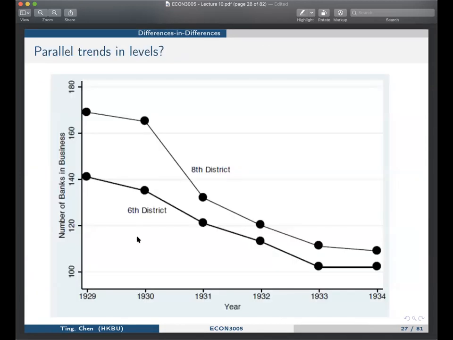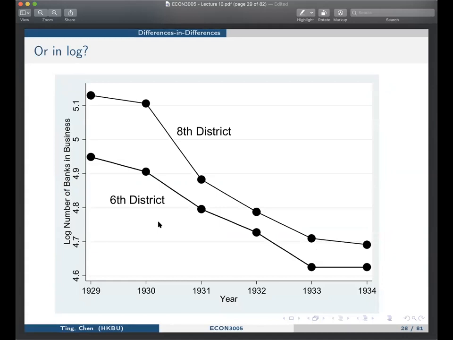And for the level variable, if we directly use the number of banks as a dependent variable, we already checked the graph. It fulfills the parallel trend assumption. How about in the log variable? Does it also fulfill the parallel time trend assumption? Let's look at that in the graph.